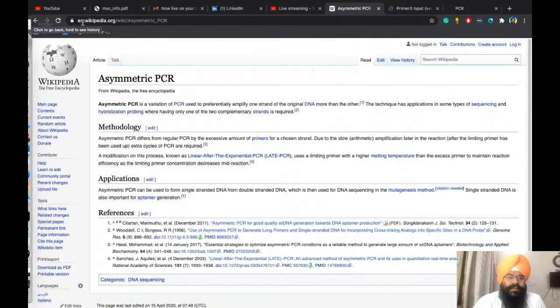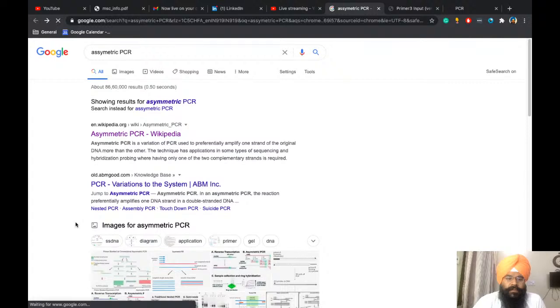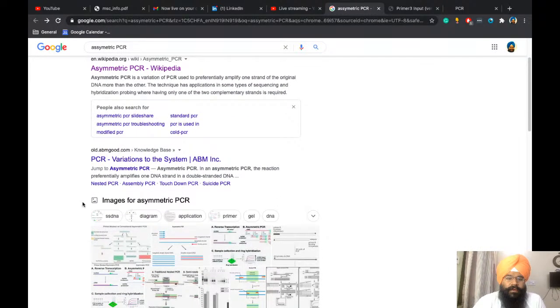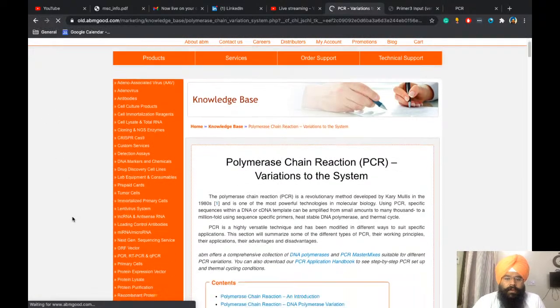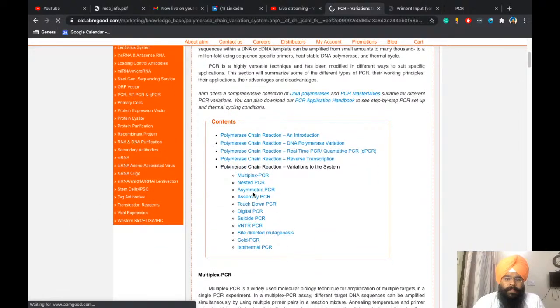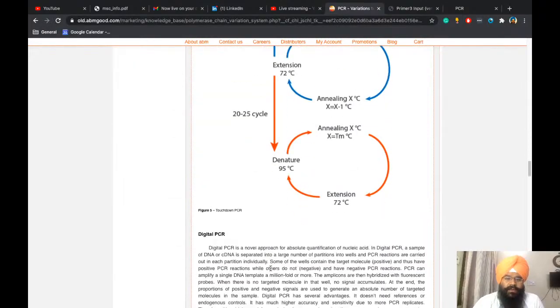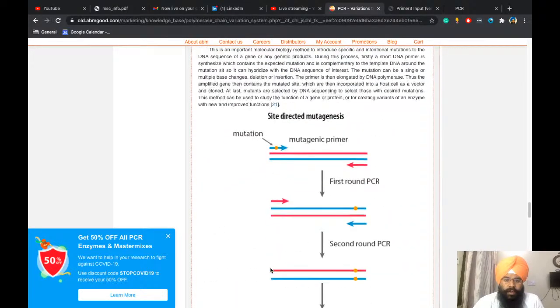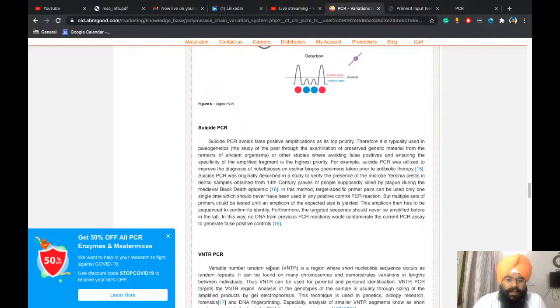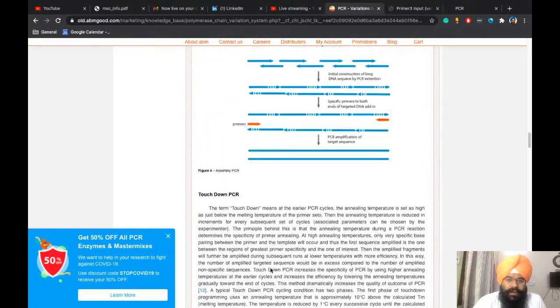I didn't understand. There are a lot of variations of the system: multiplex, nested, asymmetric, assembly, touchdown, digital, suicide PCR, VNTR PCR, site-directed mutagenesis, cold PCRs, isothermal PCRs. So there are huge variations. Okay, that's good to know. That's what I like, to share things with you, so that we as teachers also get to know about the latest things that are happening. I was stuck with my knowledge at that level, so I got to know about these various others.